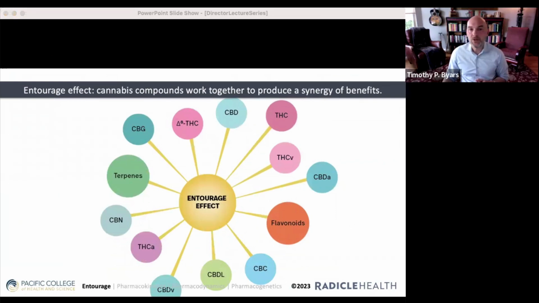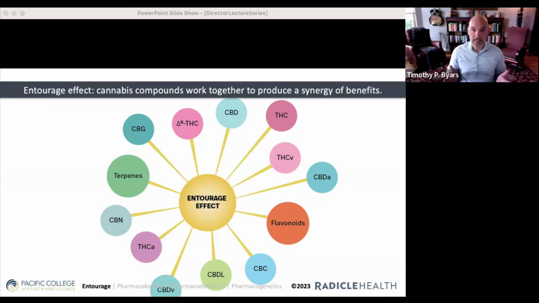All right, so I'm going to start with entourage effect because I want to approach our discussion about cannabis pharmacology by beginning with this concept. Of course, all of you know this concept posits that chemical compounds in cannabis can work together to produce a synergy of benefits. In some cases, this hypothesis suggests that the effects are actually greater than the sum of the individual components.